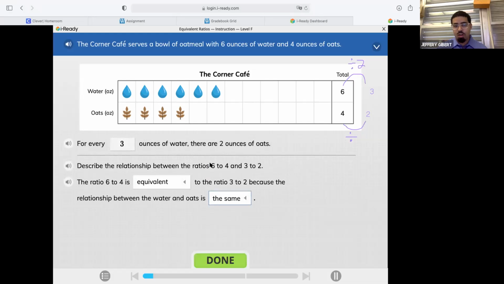Because if I start at this initial ratio and I divide both numbers by the same thing, which happens to be 2, 6 divided by 2 is 3, 4 divided by 2 is 2. I got these two numbers over here. So whenever you multiply both numbers by the same number or divide both numbers by the same number, it's going to be equivalent. Nice.